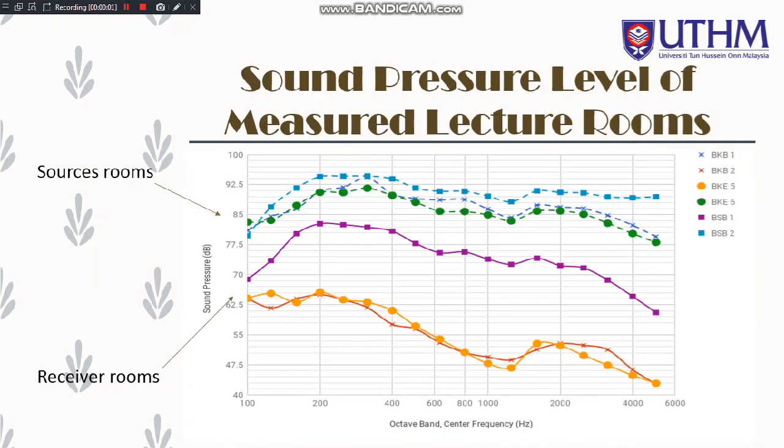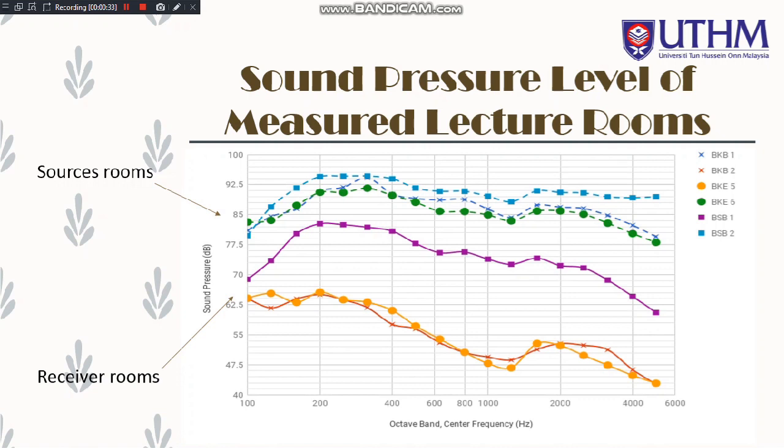This figure is presented the sound level pressure of major lecture room. Difference of sound pressure level between sources room and receiver room was an important parameter to determine sound reduction index for wall partition. Lecture room at BKE 6, BKB 1 and BSB 2 are set as sources room, while BKE 5, BKB 2 and BSB 1 as receiver room.